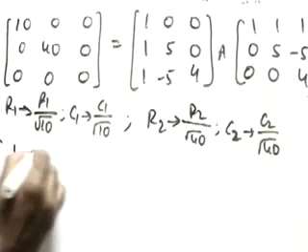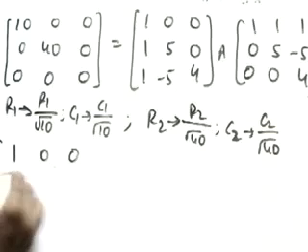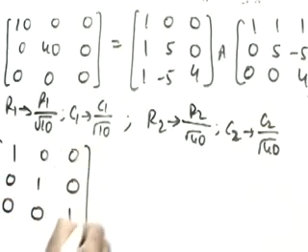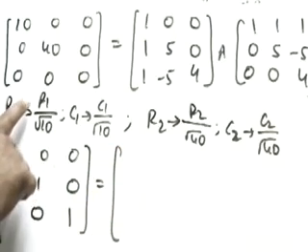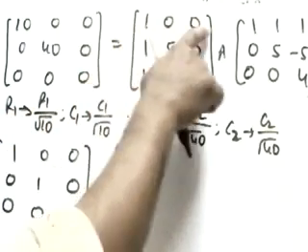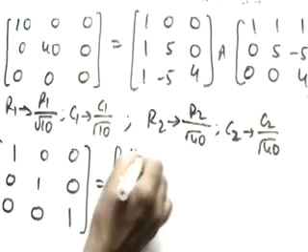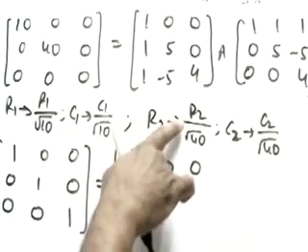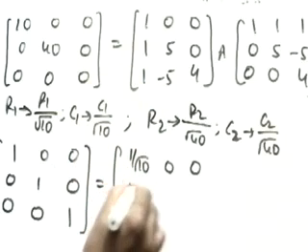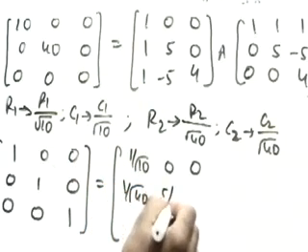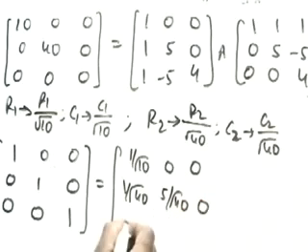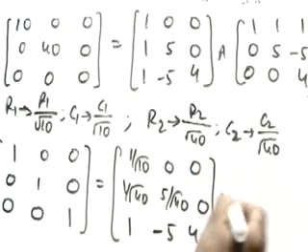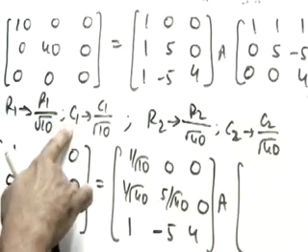So when we divide by root 10, this will become 1 0 0, 0 1 0, 0 0 1. Now how will this change? We are dividing R1 by root 10, so this will be 1 by root 10, 0, 0. Divide R2 by root 40, so this will be 1 by root 40, 5 by root 40, 0. We are not changing this one: 1, minus 5, 4, into A into C.